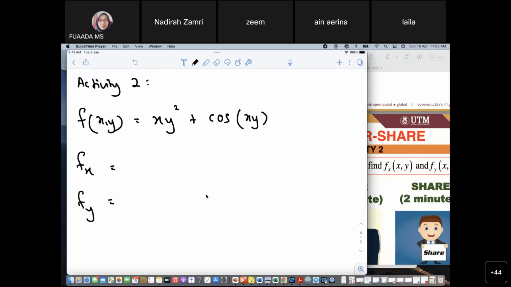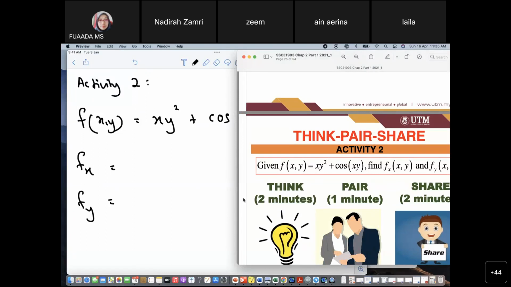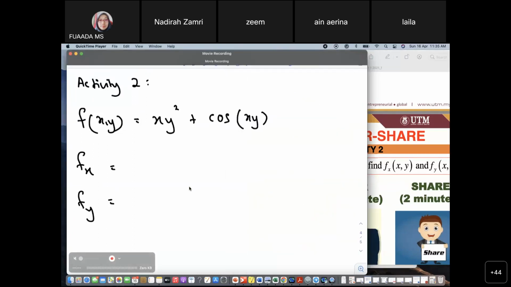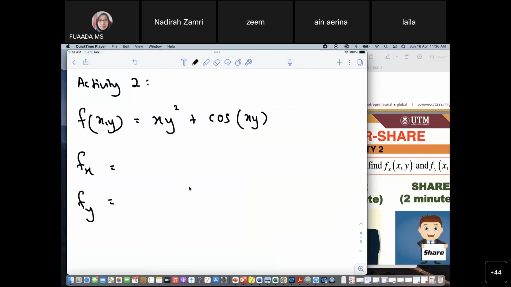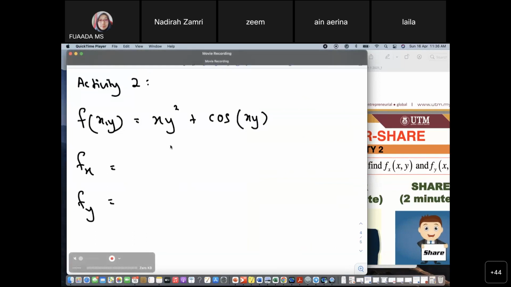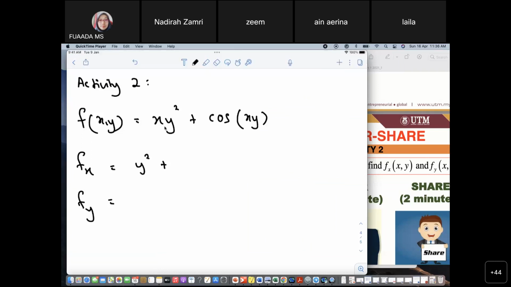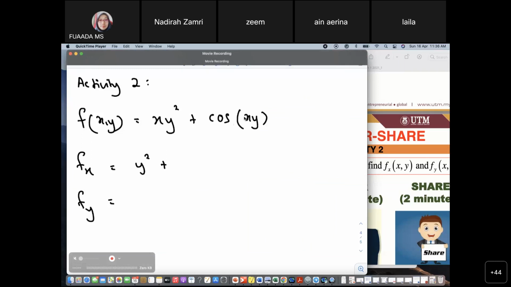Okay, so you have xy squared plus cos of xy. So you want to get the partial derivative with respect to x. So you got two terms here. The first term you have xy squared, so differentiate with respect to x, you only have y squared. Plus, the second term, the x is inside the cos function. So this is called a composite function. The outer function is cosine and the inner function is xy.